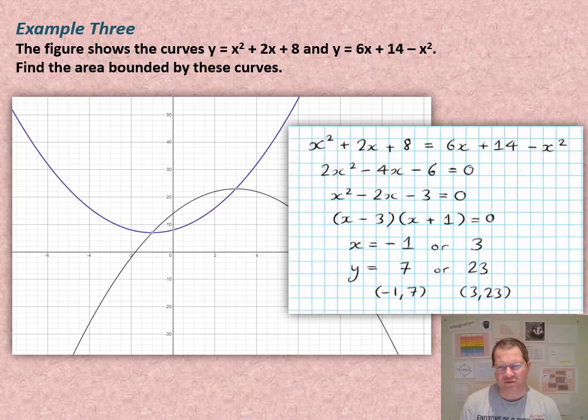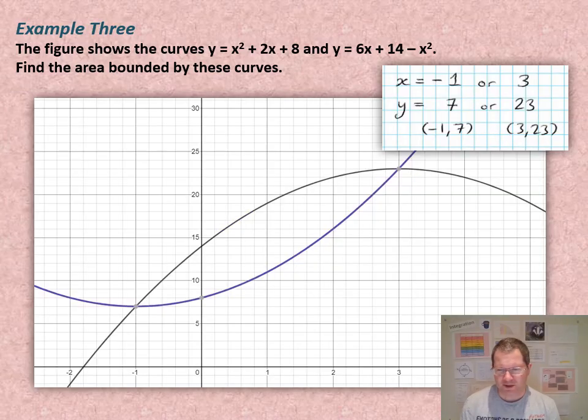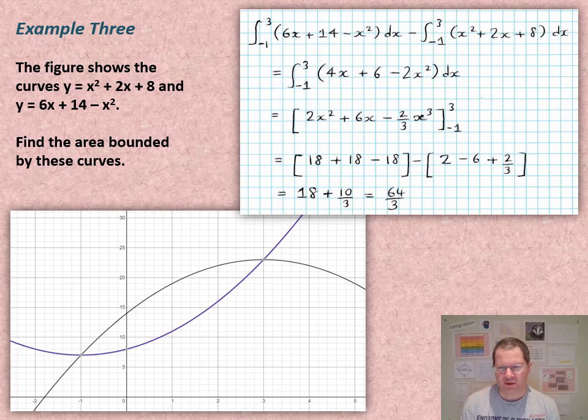And then we can go back to either of the equations and substitute in our values of x. And that gives us y equals 7 or 23. So our two coordinates are -1,7 and 3,23. If we zoom in, we can see that we're correct. So the left-hand intersection point is at -1,7 and the right-hand intersection point is at 3,23. Now we could evaluate the integral of each of these curves between -1 and 3 and then subtract the answers, but they're encouraging us to actually subtract the curves from one another and then integrate that.